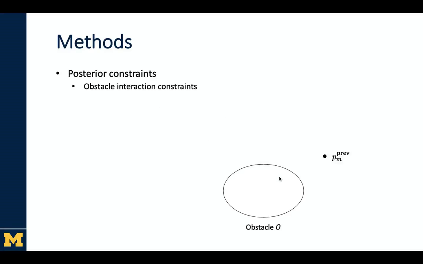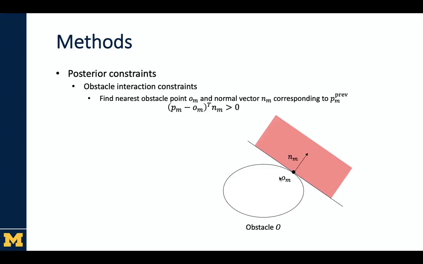To deal with obstacle interaction, we also added obstacle interaction constraints. First, we will find the corresponding nearest point OM and normal vector NM corresponding to the nth point on the previous configuration. Then we will just constrain the nth point on the current configuration to stay on the same side of the obstacle, as shown in the red area here. In summary, this is a convex optimization problem, and we solve it using the Gurobi package.